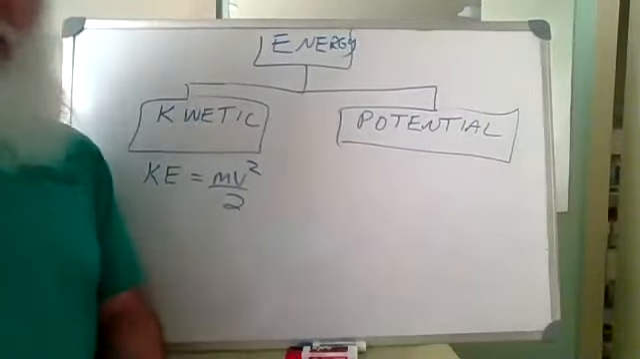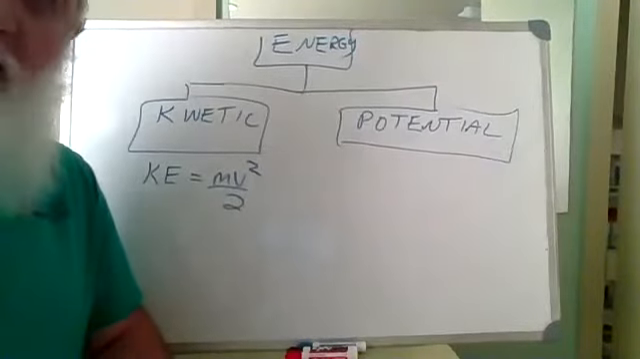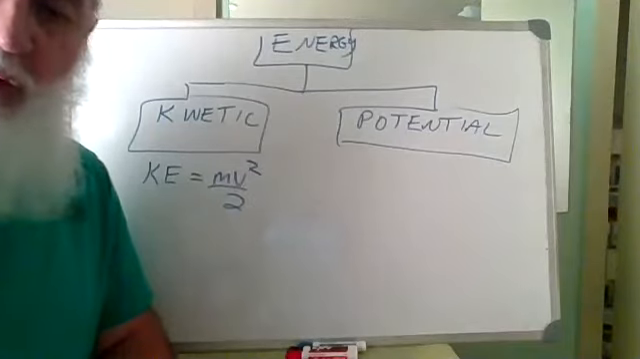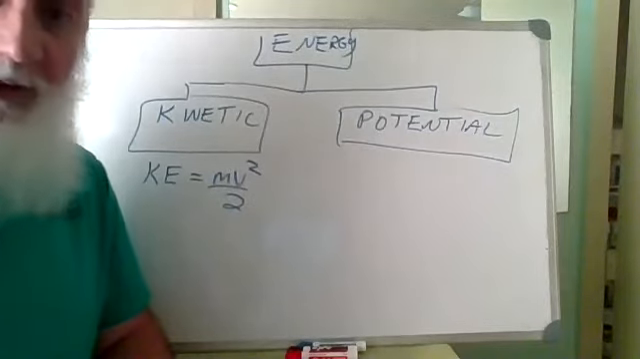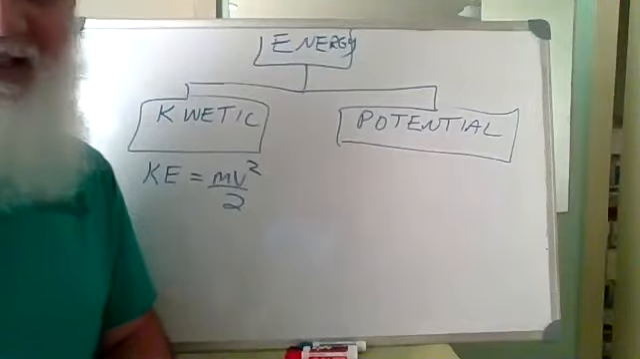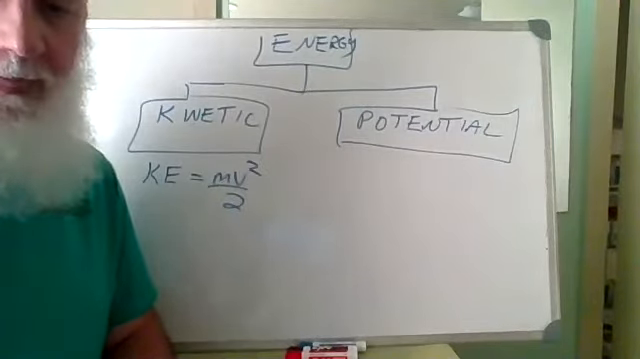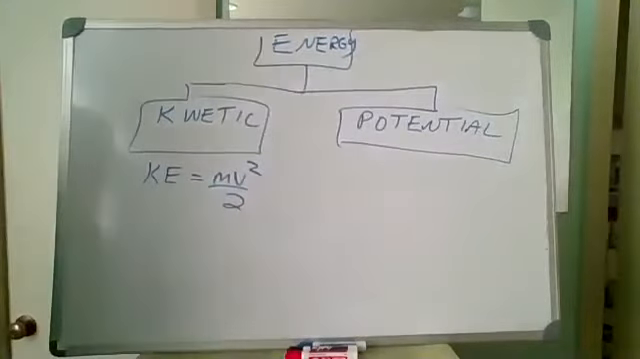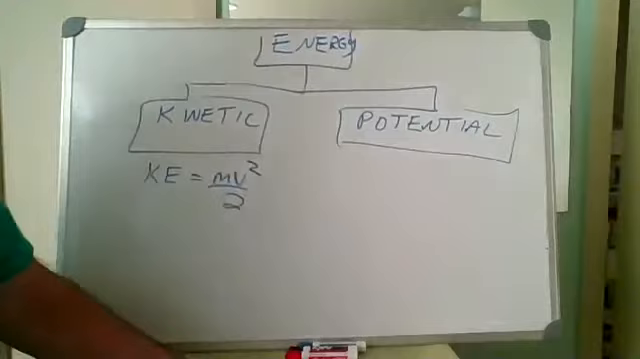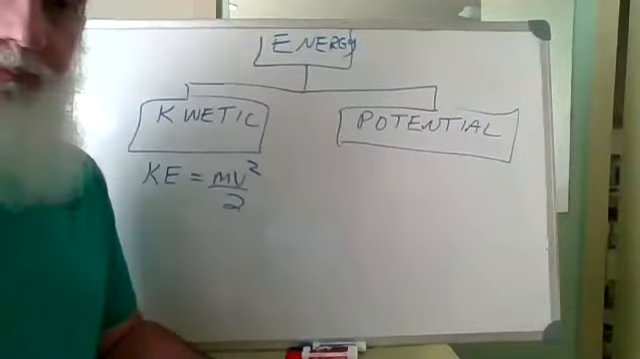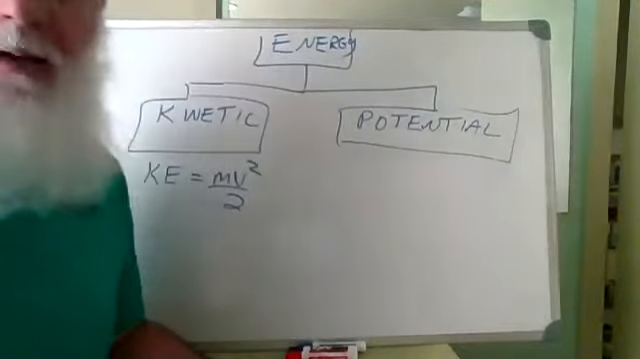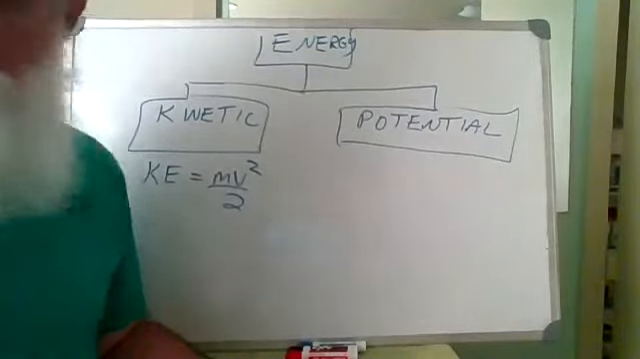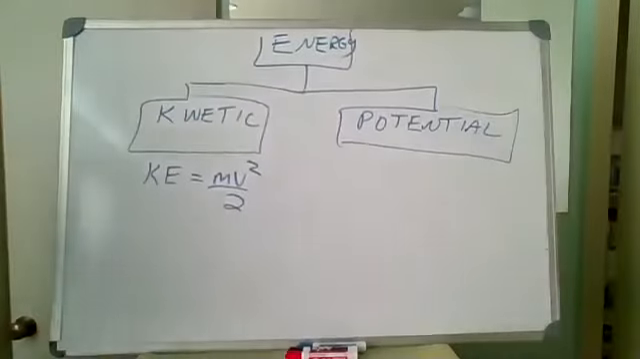So what is potential energy? It is energy stored in an object due to its position or composition. Right? Energy stored in an object due to its position or composition. Now, let's do the position one first.